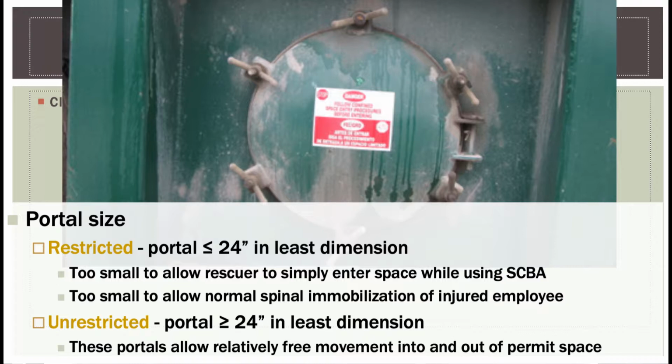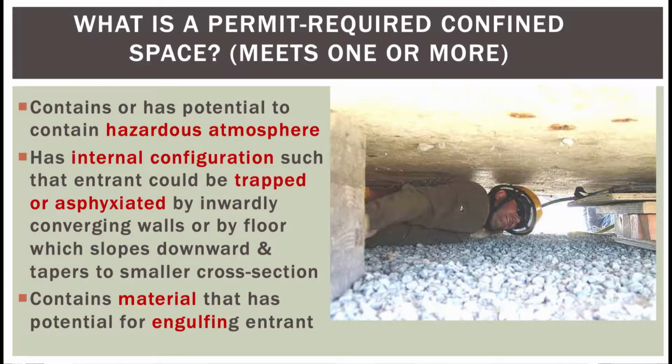So if you have a restricted portal, it is a permit required confined space, and that is less than 24 inches. And this is too small to allow the rescuer to enter wearing a self-contained breathing apparatus. So in this example here, if you have a restricted entry area and you're wearing a breathing mask, like think of a scuba mask, but instead of going underwater, you're out of the water. Sometimes you have to take your tank off and push it in front of you, and that would be an area where it had restricted access.